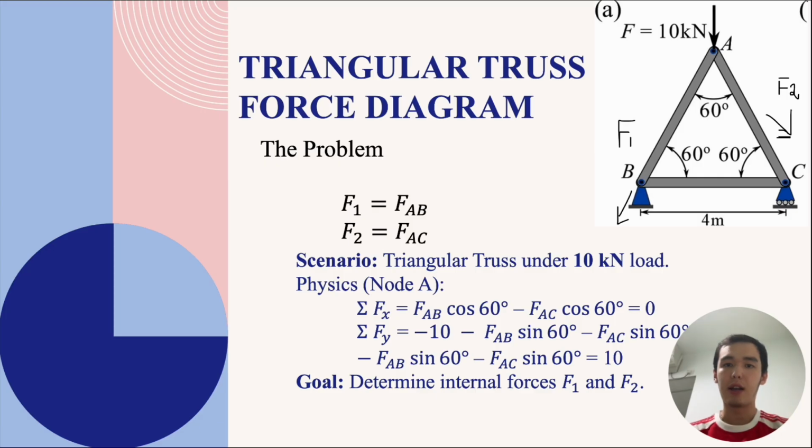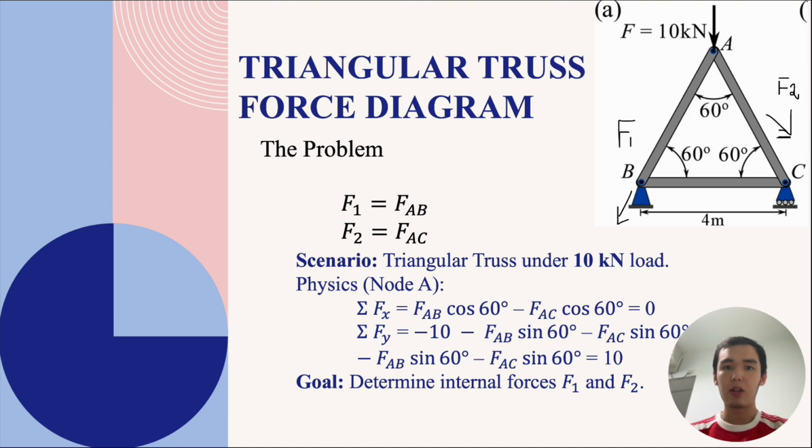Let's look at a concrete case study. Here we have a triangular truss supporting a vertical load of 10 kilonewtons. We need to determine the internal forces in beams F1, AB, and F2, AC to ensure they won't snap. By resolving the force vectors at node A using trigonometry, specifically the sines and cosines of the 60-degree angle, we derive a linear system directly from Newton's law.